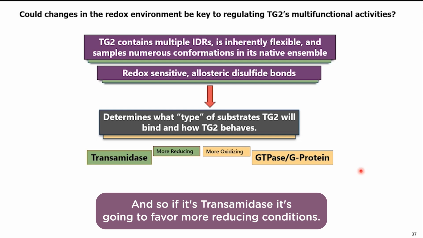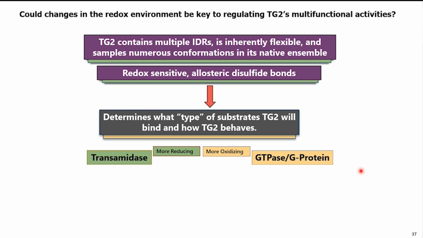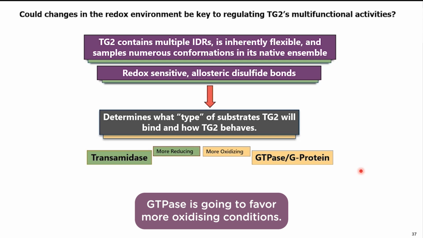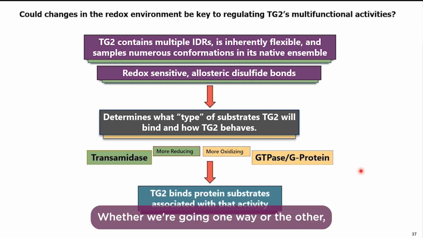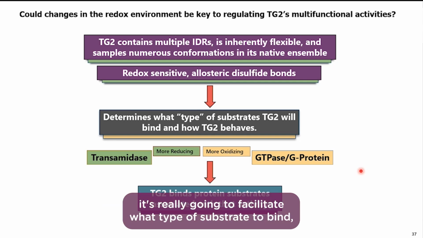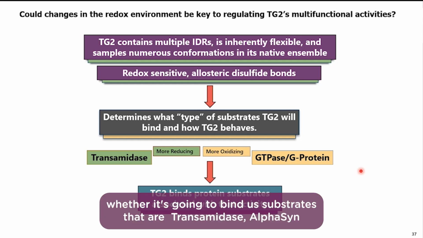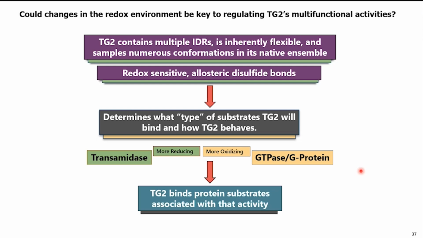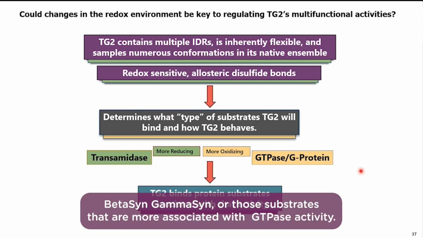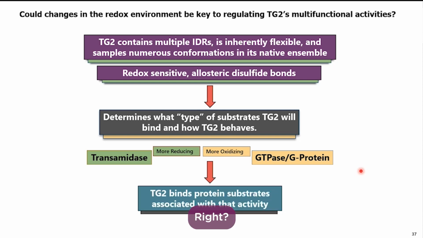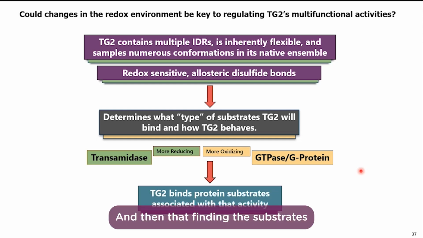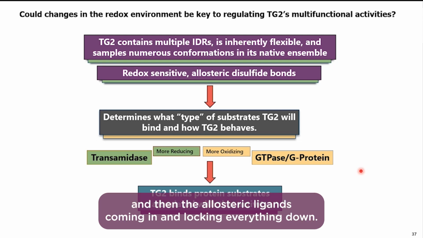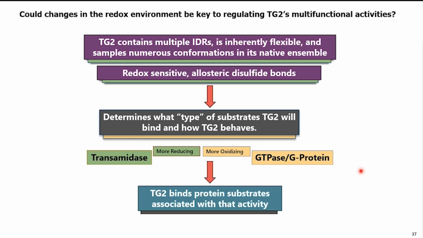Okay, so if it's transamidase, it's going to favor more reducing conditions. GTPase is going to favor more oxidizing conditions. And then that's going to facilitate those ensembles, right? Whether we're going one way or the other, is really going to facilitate what type of substrates it binds. Whether it's going to bind those substrates that are for transamidase, alpha-syn, beta-syn, gamma-syn, or those substrates that are more associated with GTPase activity, right? So it's the redox driving the ensemble population to begin with, and then that binding the substrates in fuzzy complexes, and then the allosteric ligands coming in and locking everything down.